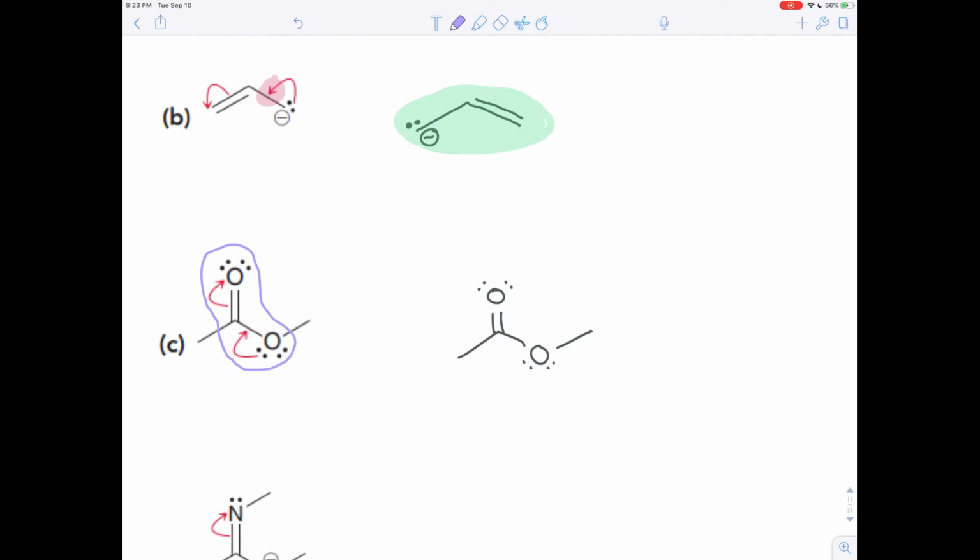Now if you look at this carbon here, that's the only carbon in that region. So that carbon doesn't have a formal charge, so it needs 4 bonds. And lo and behold, 1, 2, 3, 4, it already has 4 bonds. So it has no hydrogens.